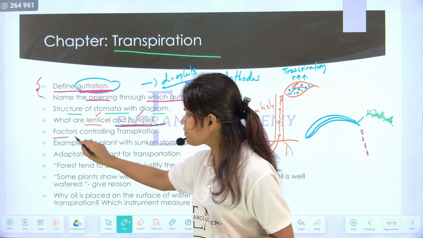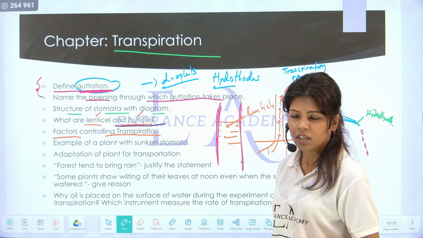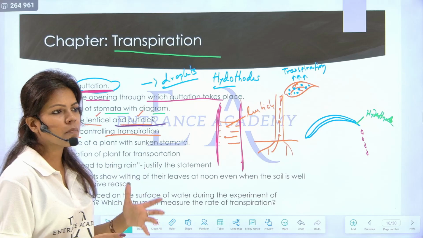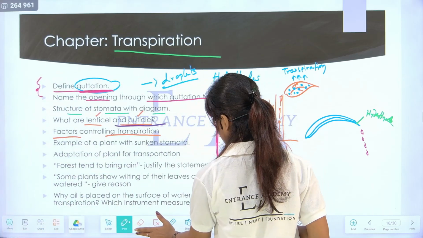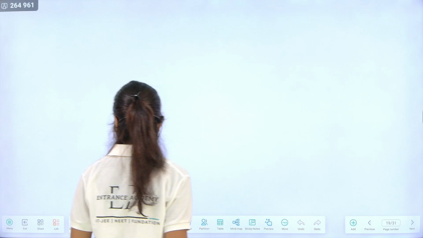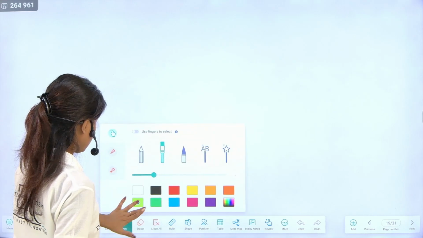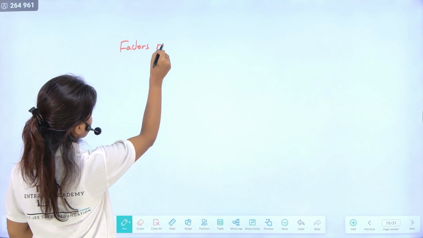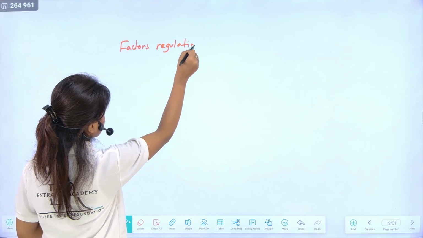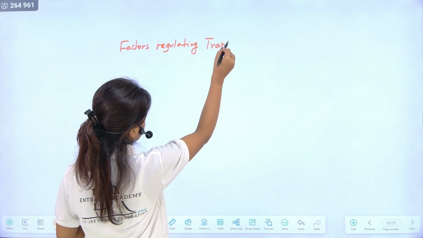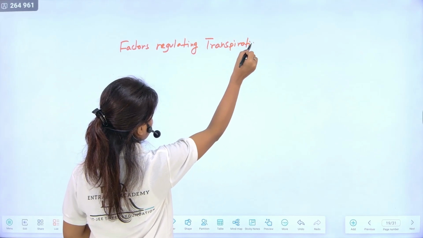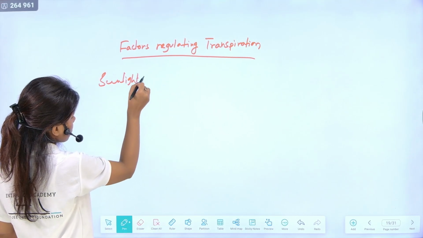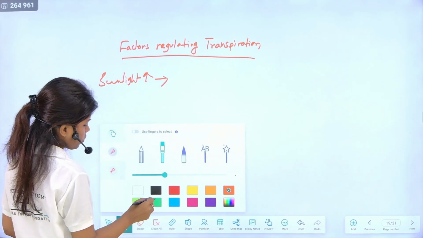Next, various factors which control the rate of transpiration. There are some internal and external factors which regulate the rate of transpiration. For example, intensity of sunlight. If the intensity of sunlight is high, the transpiration will be more.